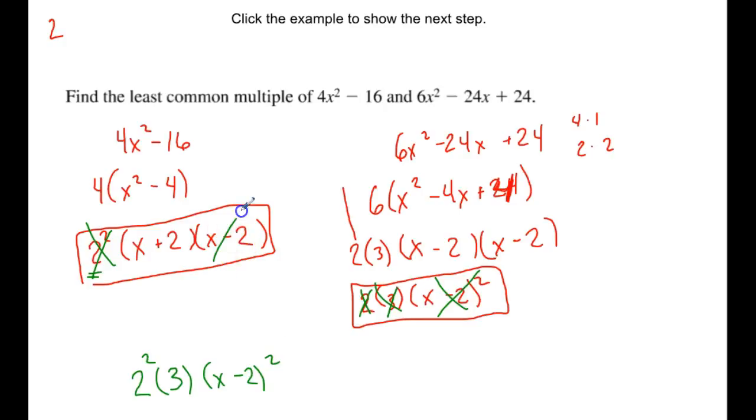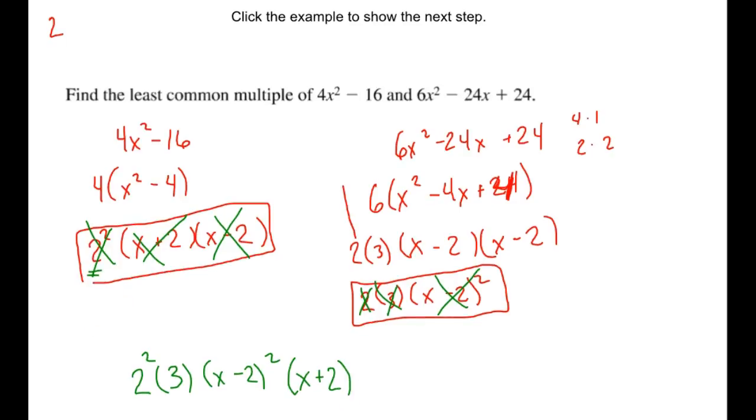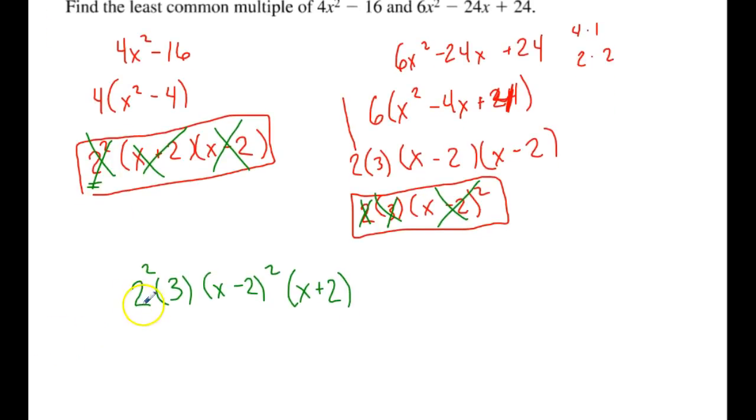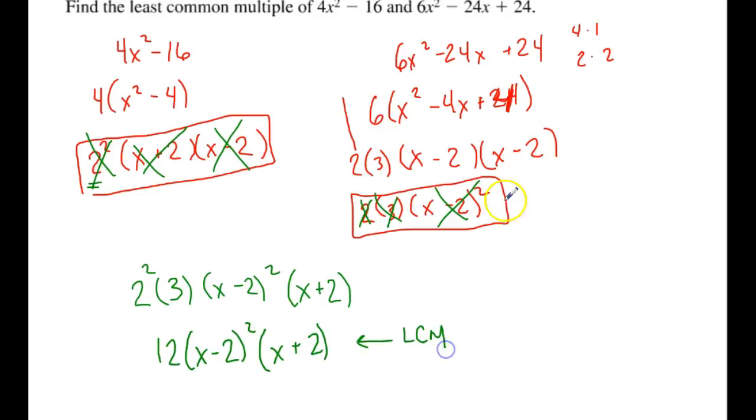So my x minus 2's have been taken care of, and what's left is this x plus 2 here. So I'll include that as well. Now I can just simplify a little bit. So 2 squared is 4 times 3 is 12. My x minus 2 squared stays, and my x plus 2 stays. So this right here is going to be my least common multiple of the 2 polynomials that are given above.